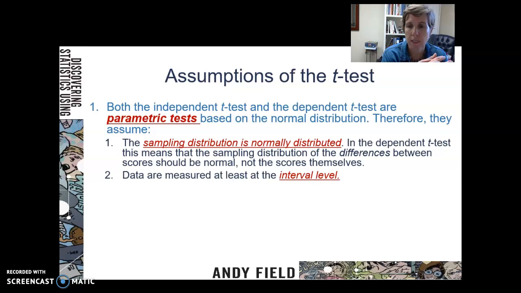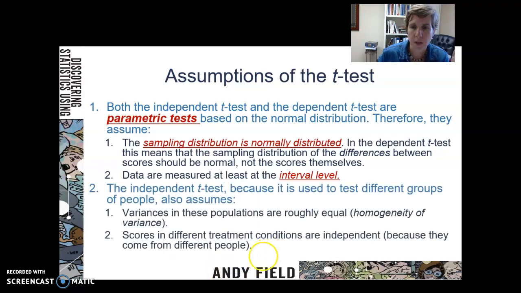So I've also got here data are measured at least on the interval level. All right, so this is continuous data. So interval or ratio data are used for this t-test. If this is not interval or ratio data, we can use some of the non-parametric techniques that we talked about earlier. The independent t-test, because it's used on different people, also assumes that the variances in these populations are roughly equal, so the homogeneity of variance, and that the scores in these groups are independent.